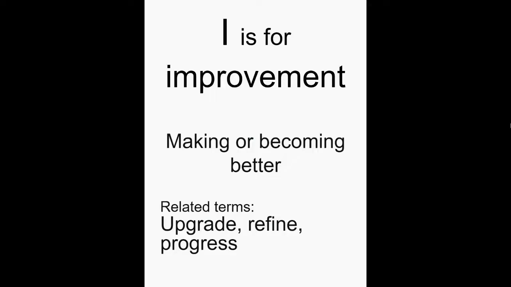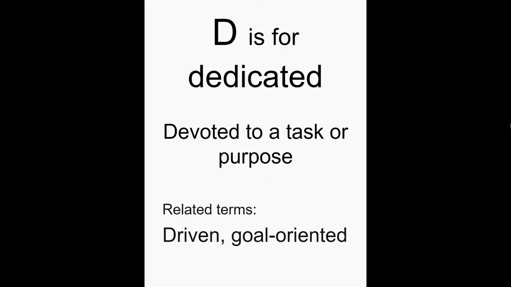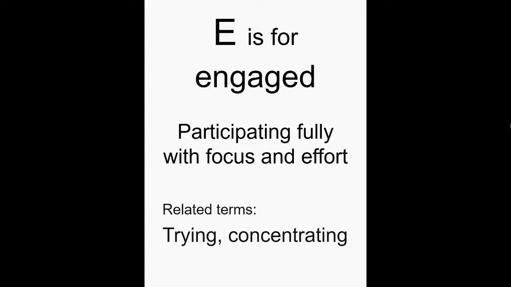I is for improvement, which is making or becoming better. Some related terms would be upgrade, refine, or progress. D is for dedicated. This is when you're devoted to a task or a purpose. Some related terms would be driven, goal-oriented, focused. And finally, E is for engaged, when we participate fully with focus and effort, giving our best, when we're trying and when we're concentrating.